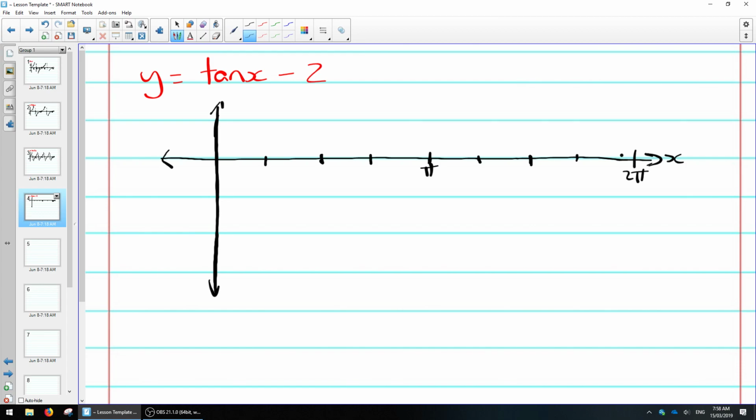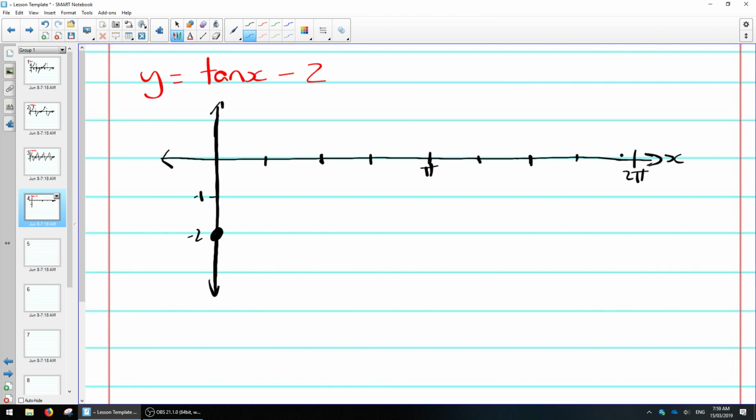Right, so what happens normally at 0 for tan x? 0. But now, where's it going to be at 0? -2. Because we're shifting it down 2. So now you know how you got -1, -3?